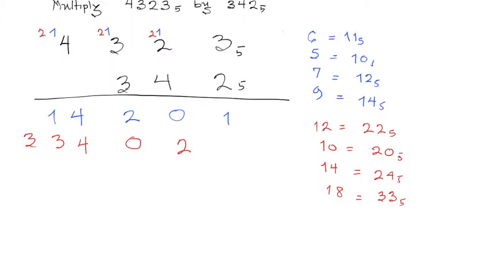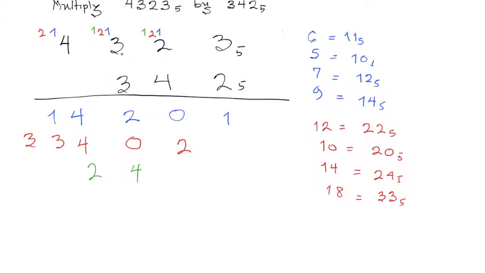Okay, so the next one is 3. 3 times 3, that's 9. 9 in base 5, we already had that here. That's 1, 4 in base 5. So we write our 4 down here. We move our 1 here. 3 times 2, that's 6 plus 1, 7. 7 in base 5 is 1, 2 base 5. So 2, move our 1 right here.